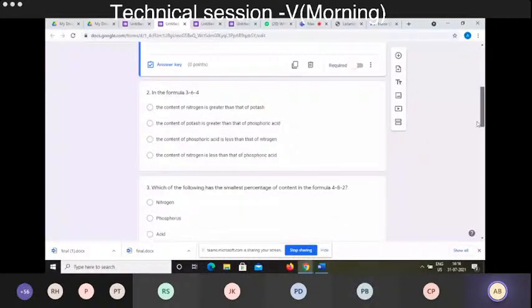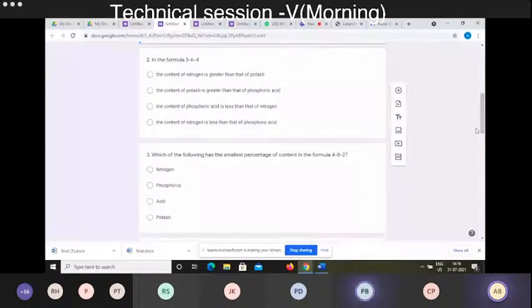The second question. In the formula 3:6:4, the content of nitrogen is greater than that of potash. The second option, the content of potash is greater than that of phosphoric acid. The third, the content of phosphoric acid is less than that of nitrogen. And the fourth one, the content of nitrogen is less than that of the phosphoric acid. Any guess? Do you remember from the passage?